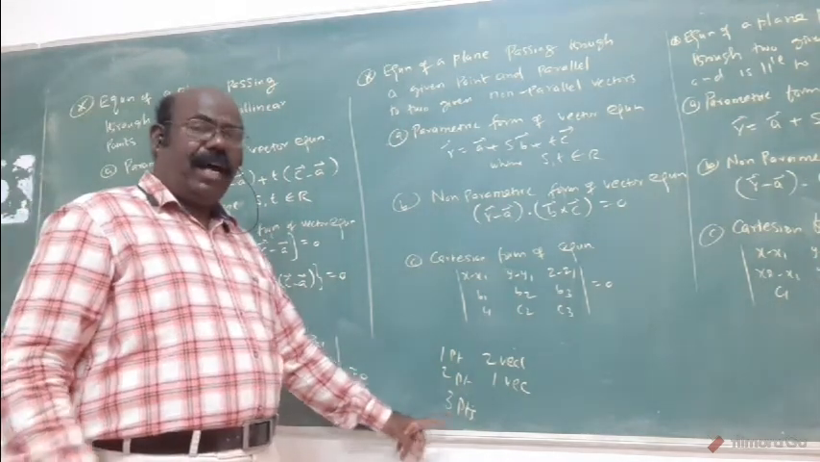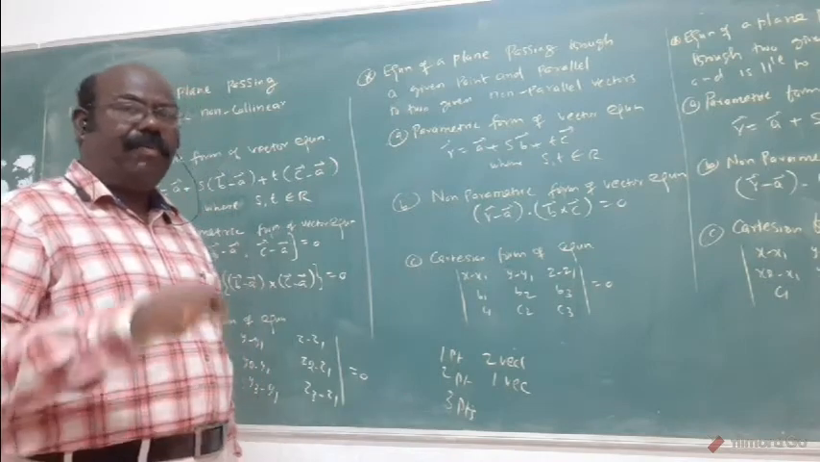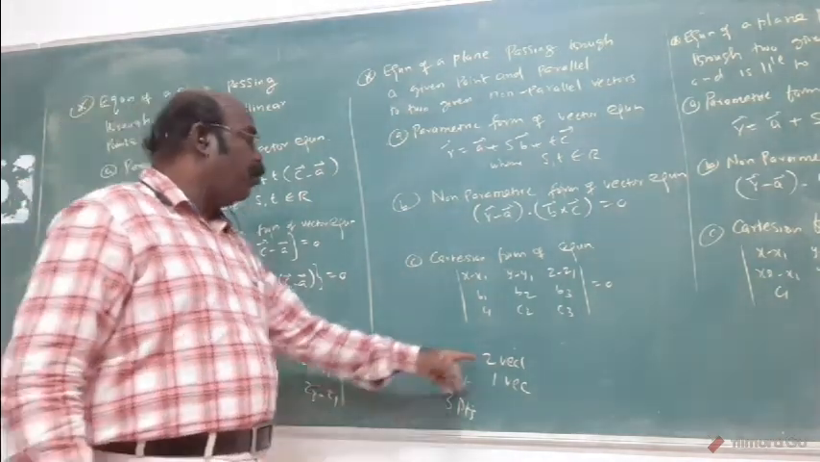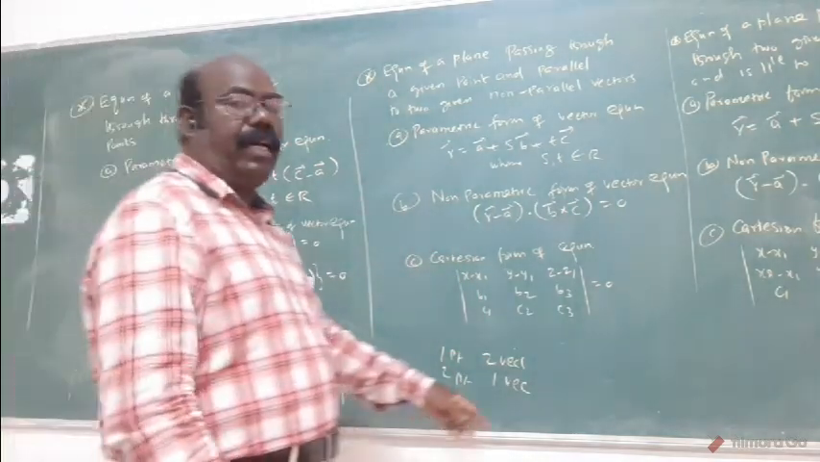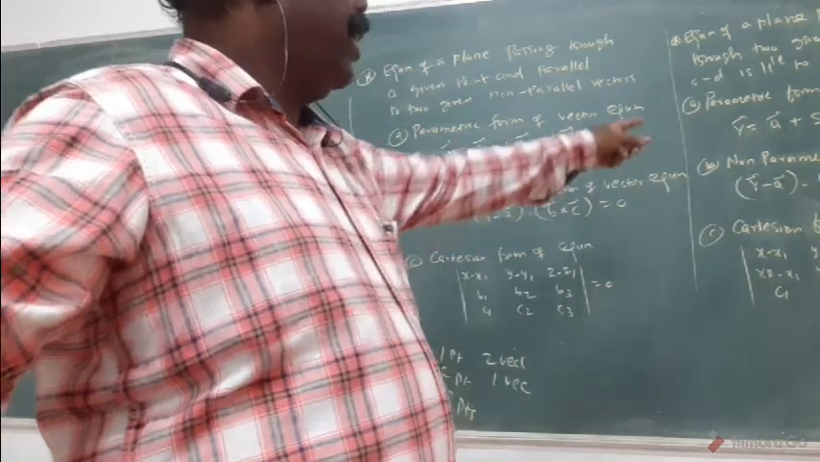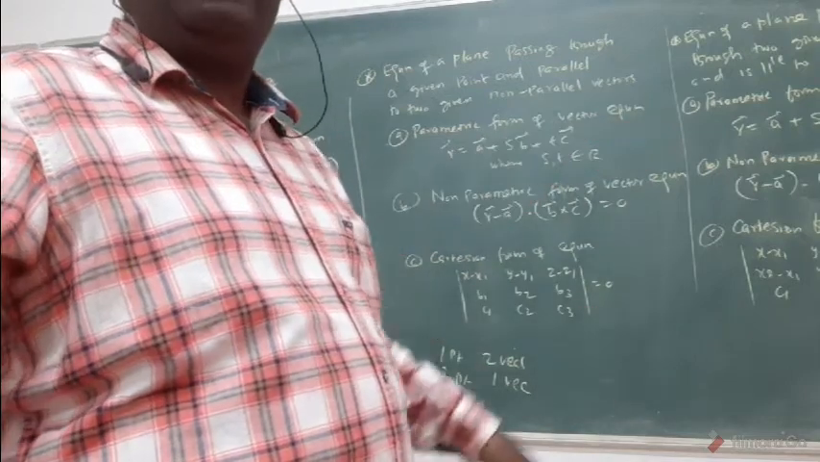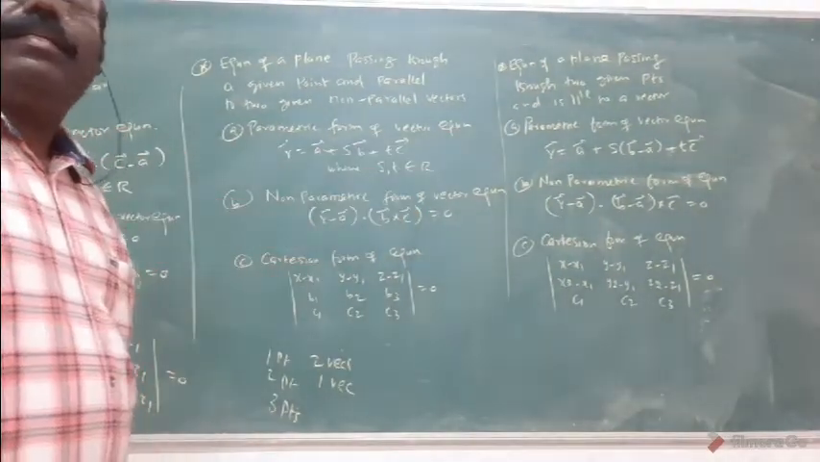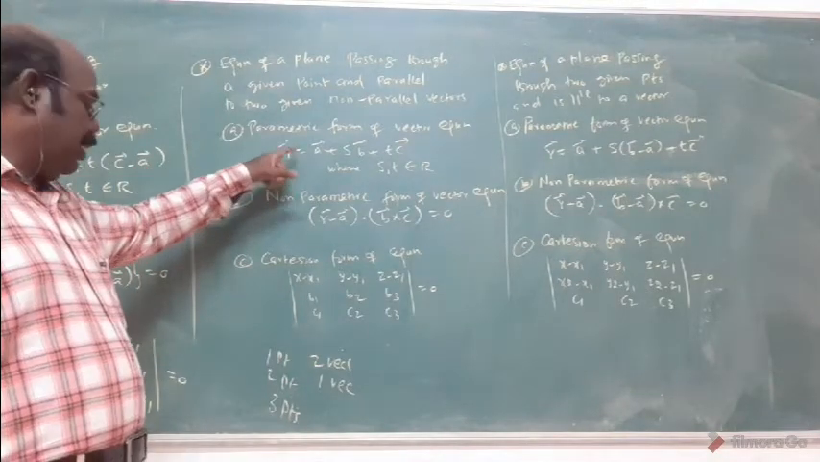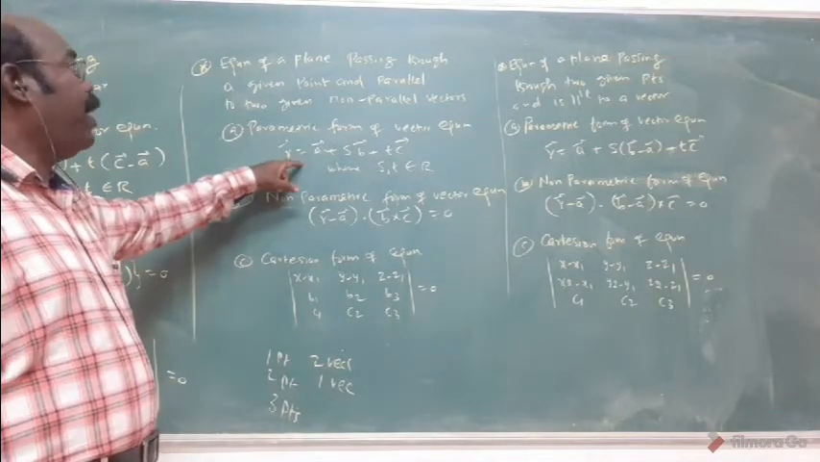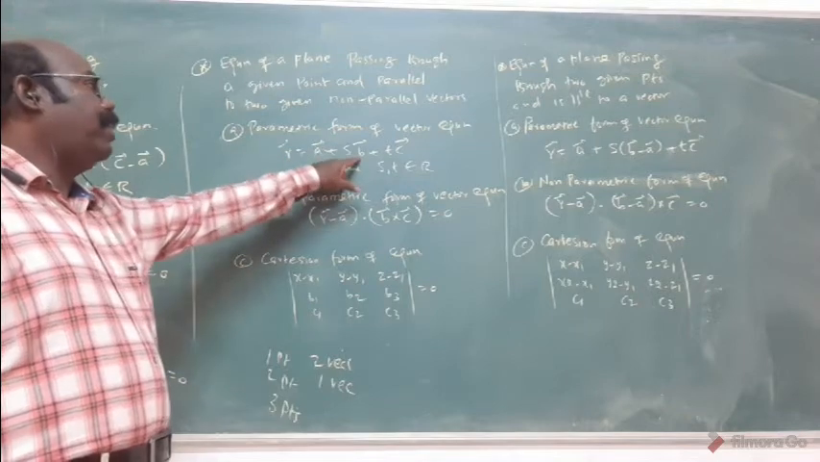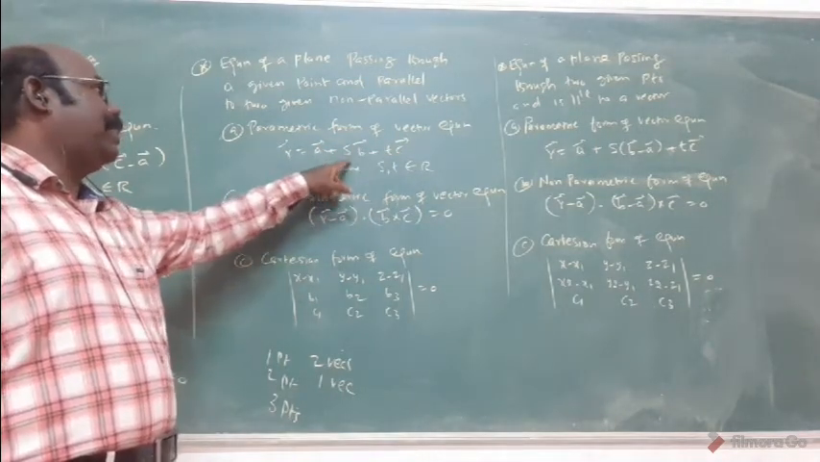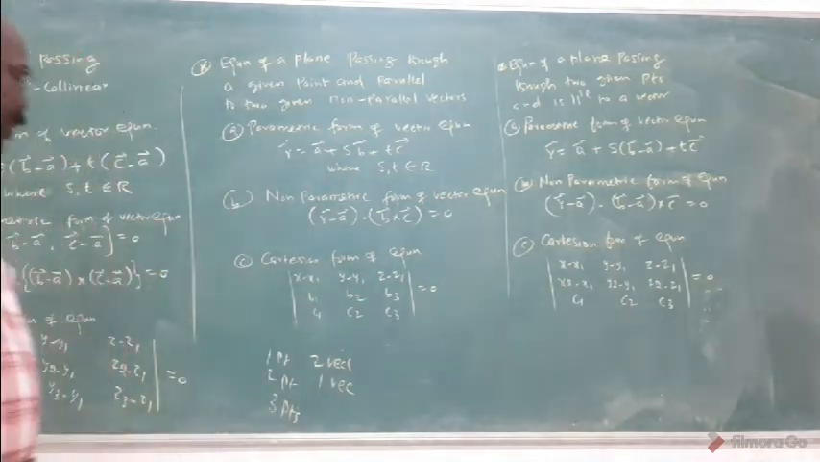When 3 points are given: R vector equal to A vector plus S into (B minus A), plus T into (C minus A). For 2 points, what is the formula? R vector equal to (1 minus S) into A vector plus S into B vector. For the last one, only the C vector. The middle part is what? R vector equal to this is called what? 1 point, 2 vectors: A vector plus S into B vector plus T into C vector.